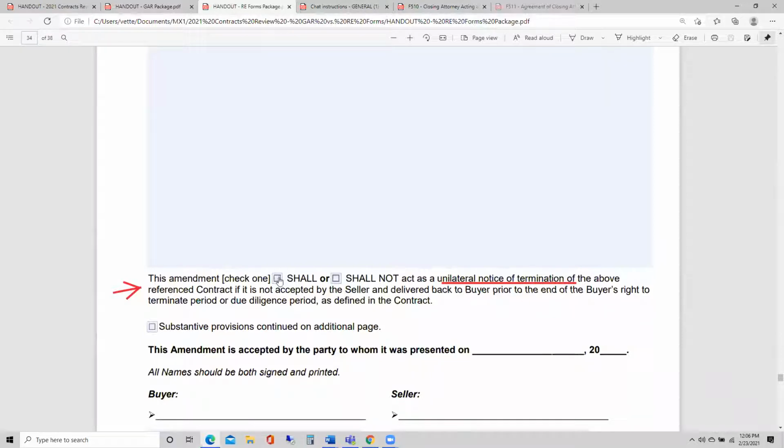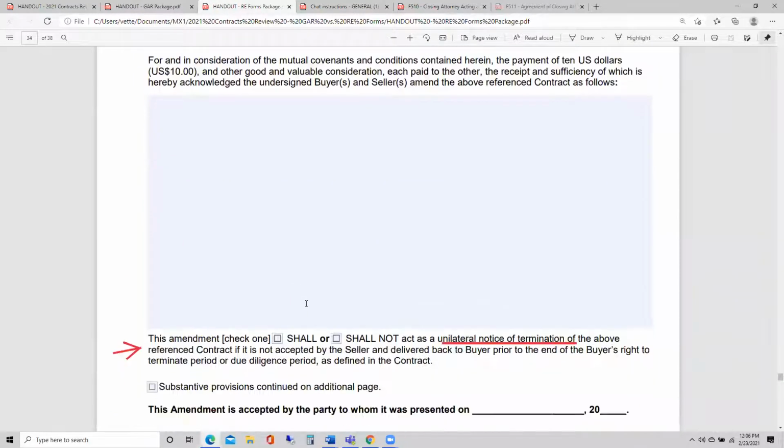So if you mark shall, this says this amendment shall act as a unilateral notice of termination if it's not accepted by the seller and sent back to the buyer before the end of the due diligence period. You as a buyer's agent, you're only going to mark shall if it is what I like to call a make it or break it issue.